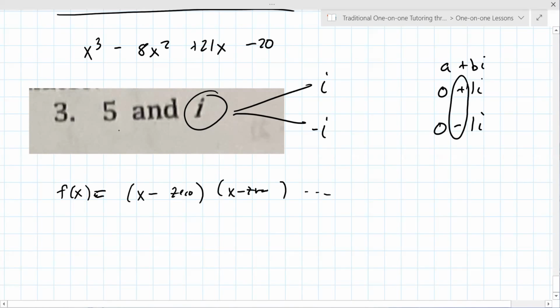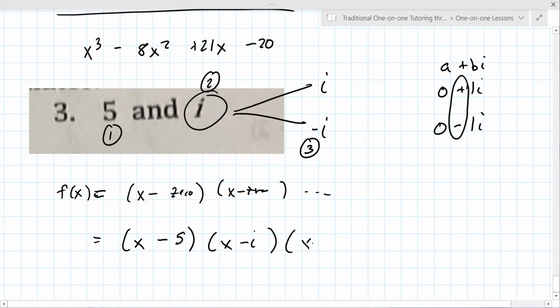So the zeros here, this is a 0, this is a 0, and this is a 0. So it's always x minus the 0, x minus 5. Okay, that makes sense. x minus i, x minus negative i.